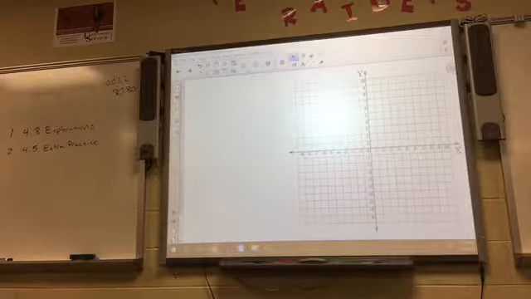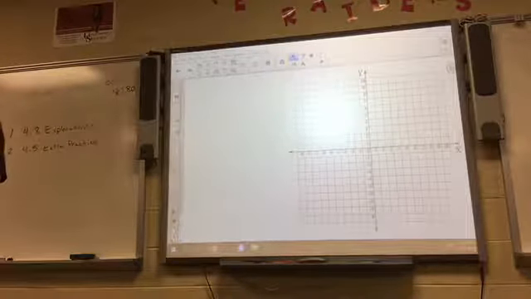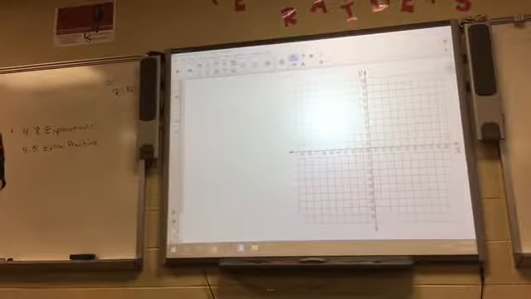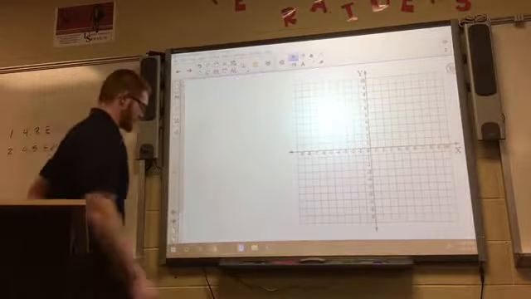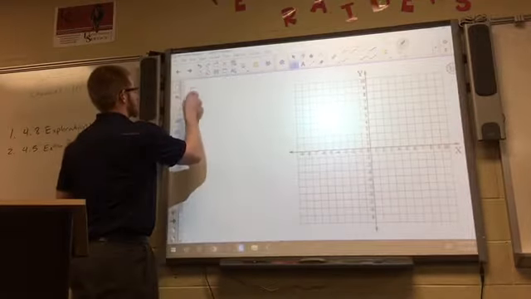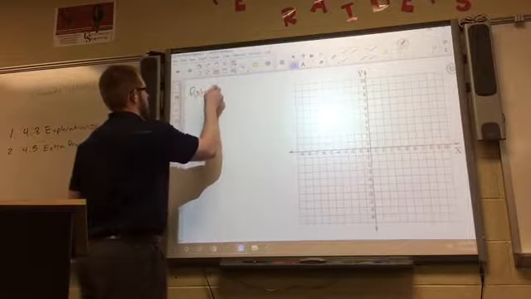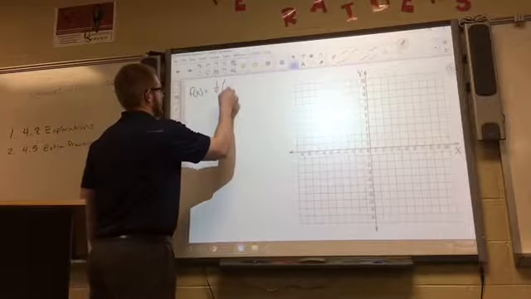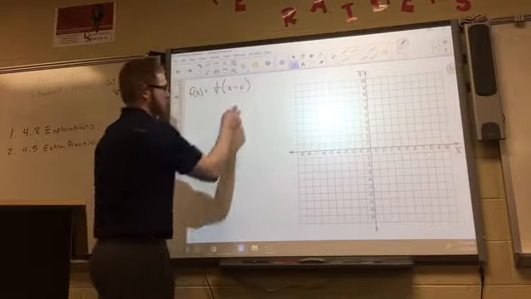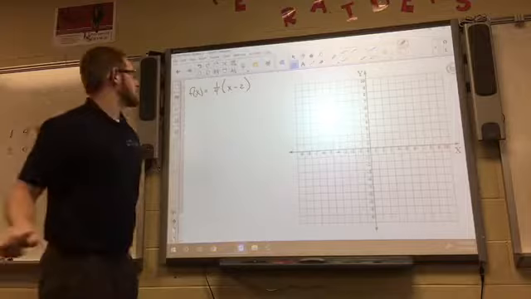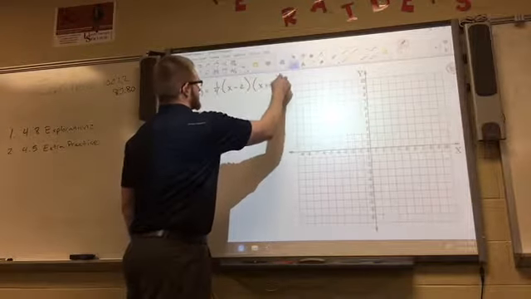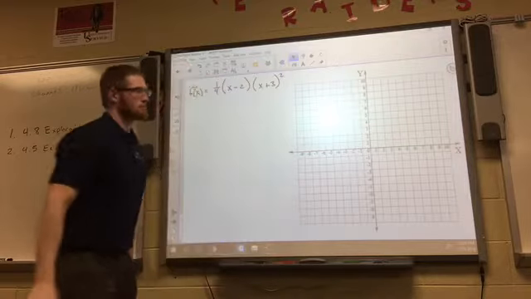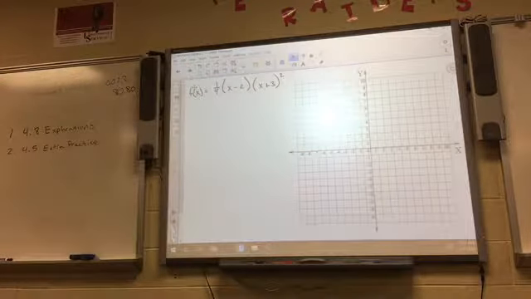All right, taking a look here, 4.8, example 1, all they're wanting us to do here is to graph the function. So the function that they give me is f of x equals 1/4 (x minus 2)(x plus 3) squared. It's been a little while since we've done something like this.